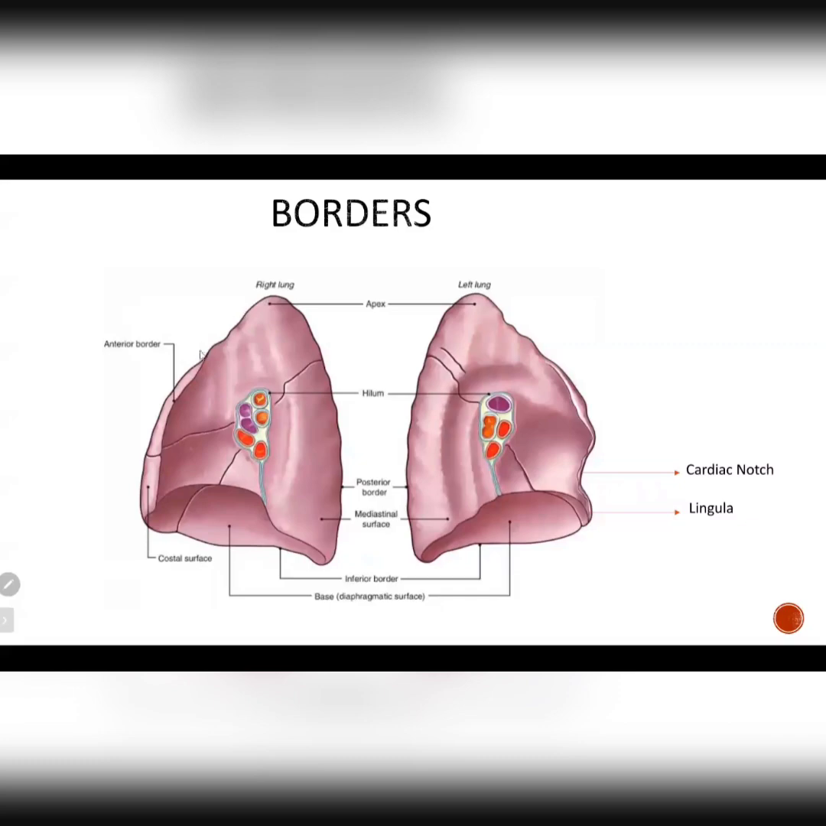So this is the anterior border of the lung. Remember that the anterior border is sharp, and it separates the costal surface from the medial surface of the lung. Whereas the posterior border is blunt. The posterior border separates the costal surface from the vertebral surface of the lung. And the inferior border separates the base of the lung from the other surfaces.